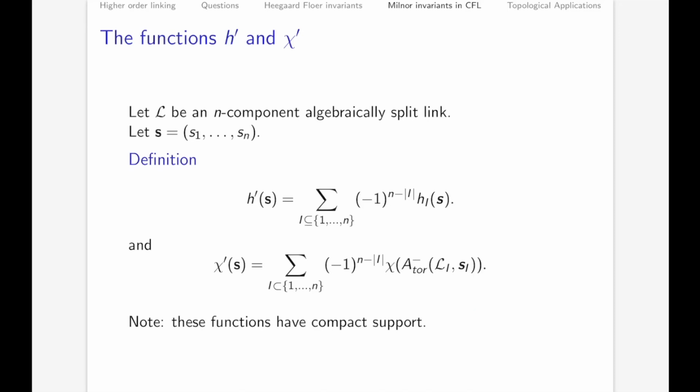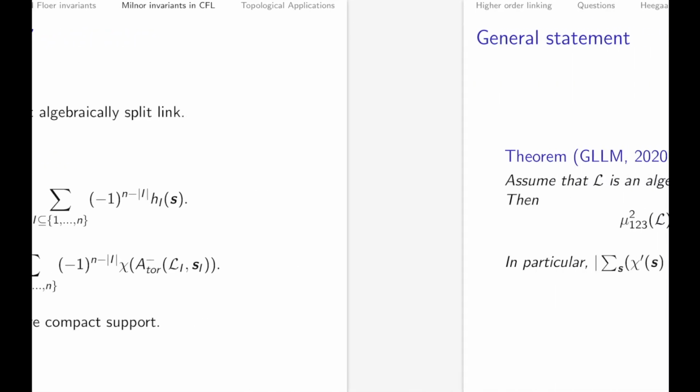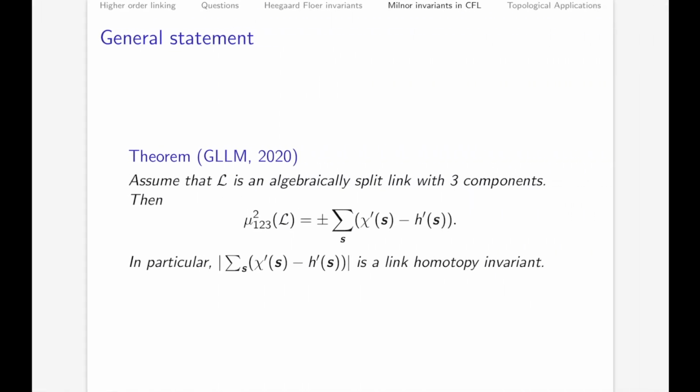So having written down h prime and Euler characteristic prime, we can now make the general statement. If L is an algebraically split link with three components, then the square of the triple linking number is, up to sign, the sum over S of h prime minus chi prime. And in particular, this tells us that this quantity is a link homotopy invariant for three-component links.